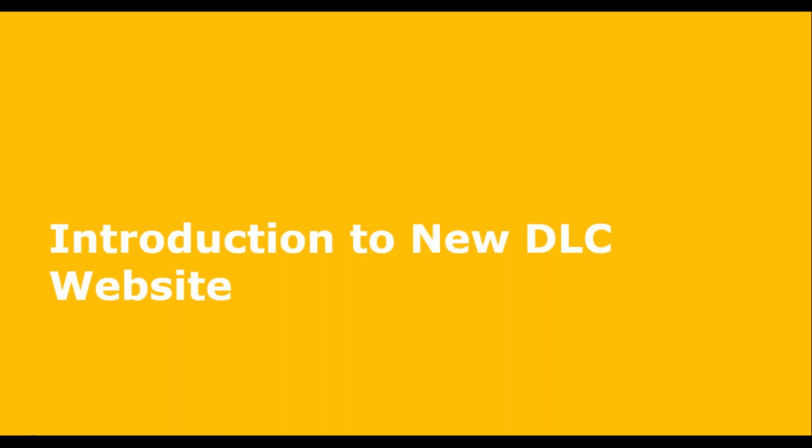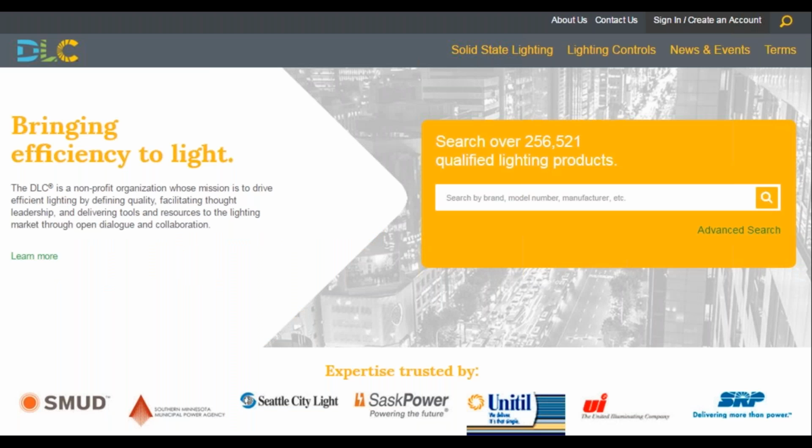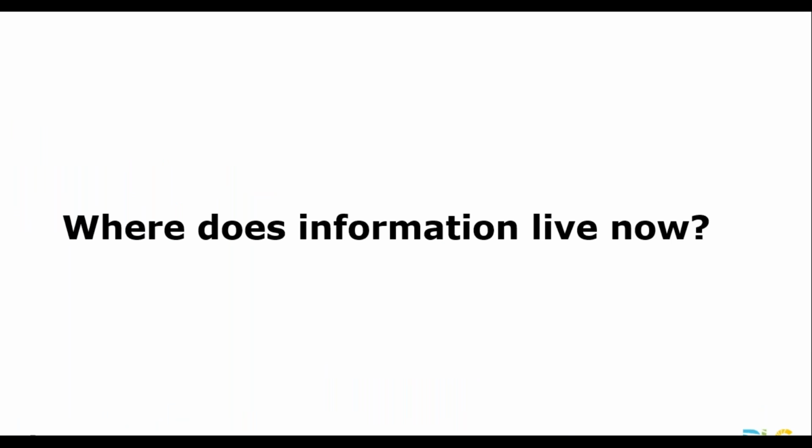Okay, so we'll start off with a quick introduction to the new DLC website. Like I said, we wanted to create an easy avenue for all of our stakeholders to access the information that they need from the DLC. As you know, we disseminate a lot of information to a lot of different audiences, so our number one goal is to make this information easy to understand and access for as many people as possible. So with that, where does information live now on the website?